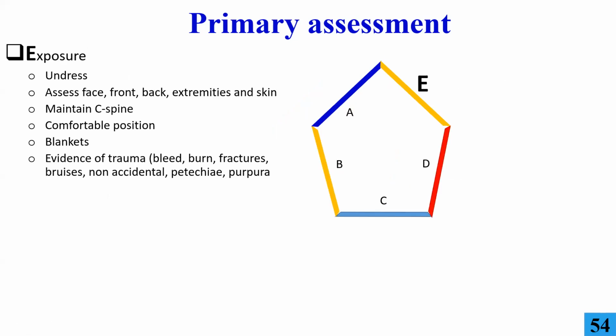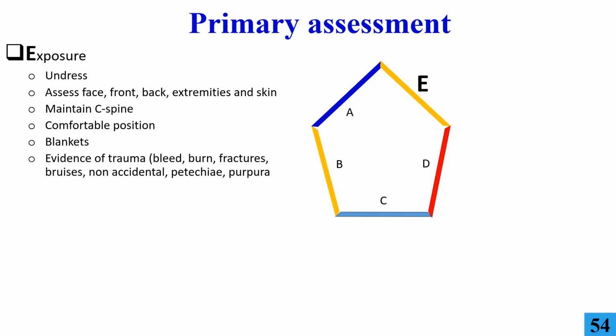And then at the end, so we did A, B, C, and D, and now E. E means exposure. Okay, so first, when you check a baby who is not responding or sick or crashed or very sick, you need to undress that baby and assess the face, the front, the back, the extremities, and the skin. You always maintain the C-spine.